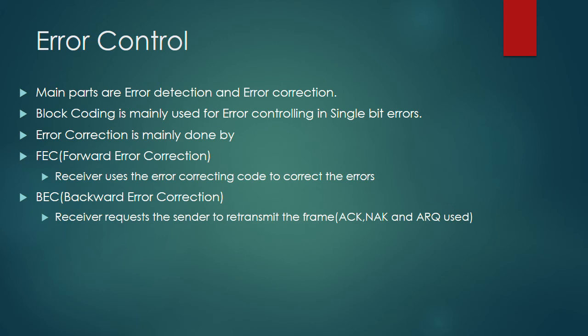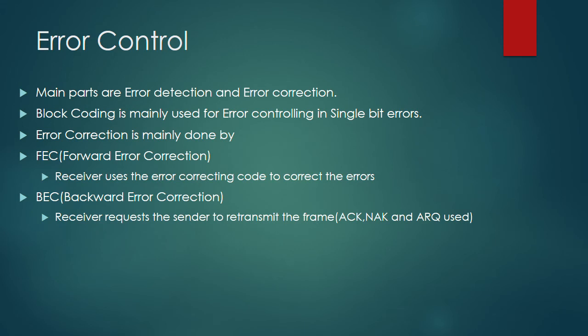So in the data link layer, the main component is error control. One of the main components. So the main parts are error detection and error correction. We have forward error correction, where the receiver uses the error correcting code to correct the errors, and backward error correction, where the receiver requests the sender to retransmit the frame. So that we call error correction methods.